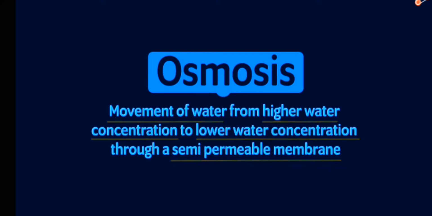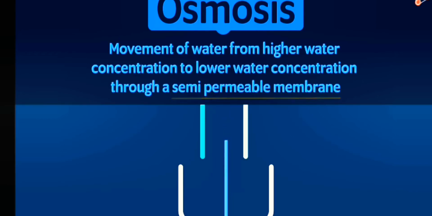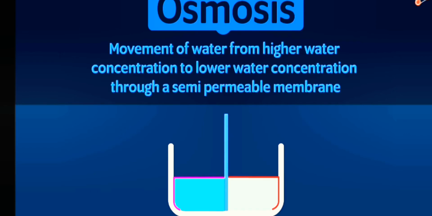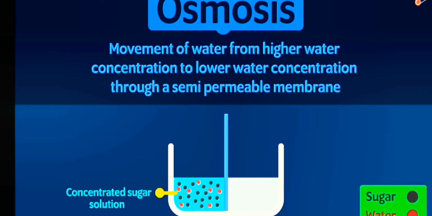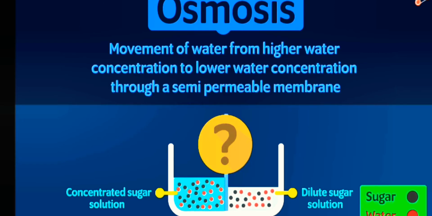When a cell is kept inside a hypertonic solution, what happens? The solvent, that is the water molecules, will travel from its higher concentration to its lower concentration. As a result, water comes out of the cell and is released into the hypertonic solution. This leads to the shrinkage of the cell structure. This condition is known as plasmolysis and the cell is known as plasmolysed.